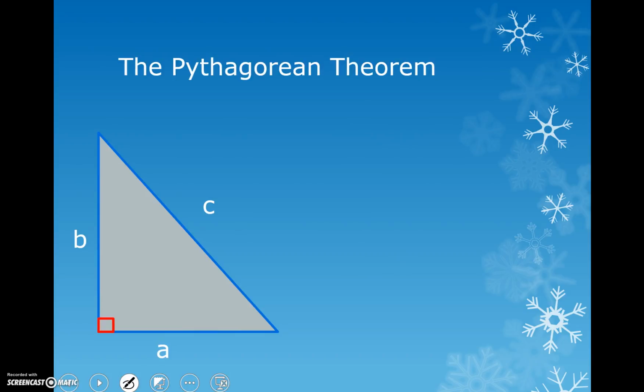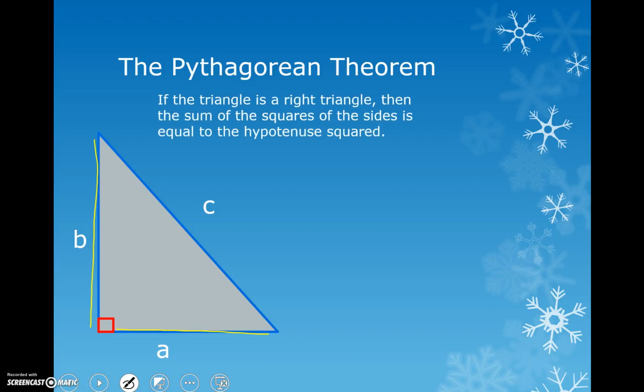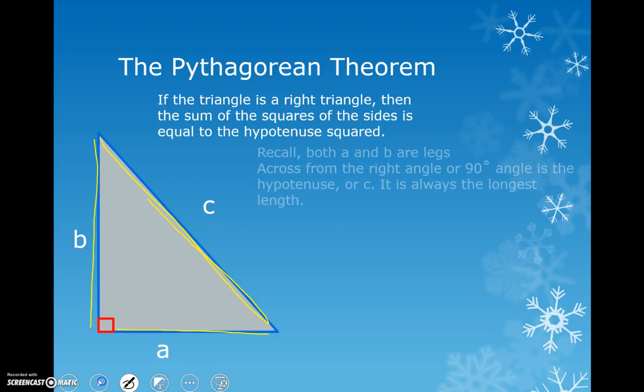So this is our very first one with the Pythagorean Theorem. You probably have heard this in the past. What we have here is two legs, A and B. And what the Pythagorean Theorem says is if the triangle is a right triangle, then the sum of the squares of the legs is equal to the hypotenuse squared. So A and B are the legs. C here, that's across from the right angle. That's always our hypotenuse. So the actual thing here is A squared plus B squared equals C squared.